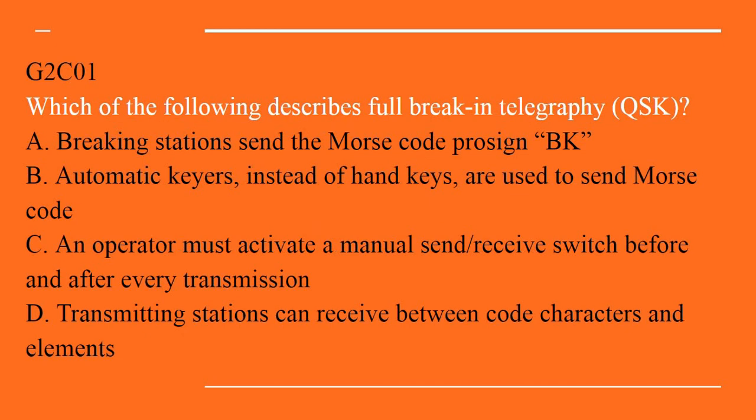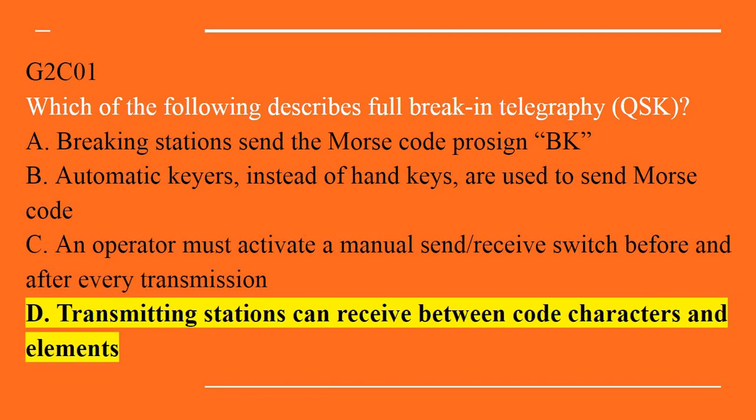G2C01, which of the following describes full break-in telegraphy, also known as QSK? A. Braking stations send the Morse code prosign BK. B. Automatic keyers instead of hand keys are used to send Morse code. C. An operator must activate a manual send-receive switch before and after every transmission. Or D. Transmitting stations can receive between code characters and elements. Correct answer, D. Transmitting stations can receive between code characters and elements.